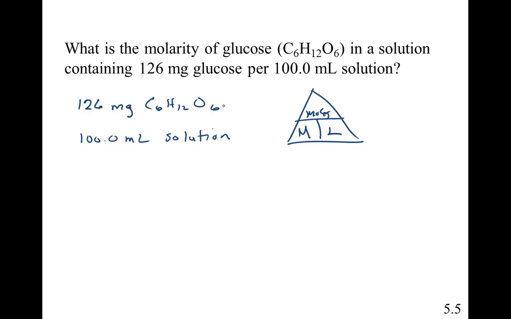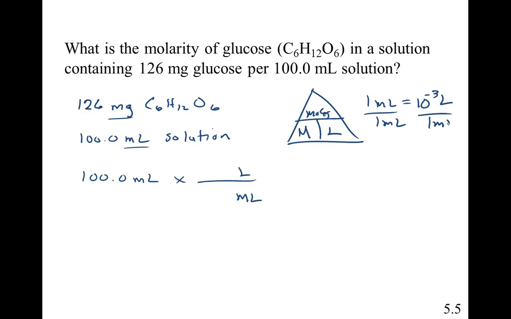So we look at what's given in the problem, and we have milligrams and milliliters. And we can easily convert the milliliters to liters. The way we do that is 100.0 milliliters, and we want to convert milliliters to liters. We know the relationship that 1 milliliter is equal to 10 to the negative third liters. So to make the conversion factor liters over milliliters, we divide both sides of the equation by 1 milliliter. This side becomes 1. That tells us this is a true conversion factor, and that's what we place here.